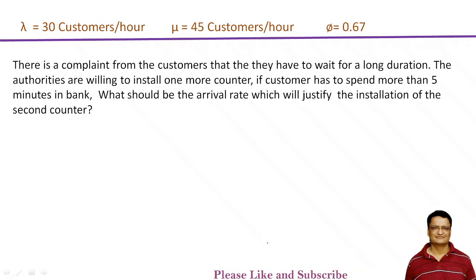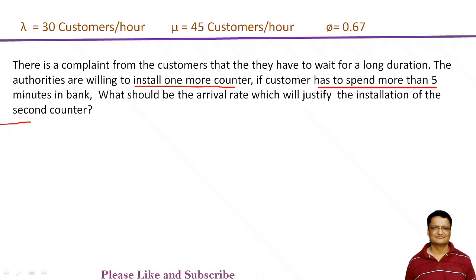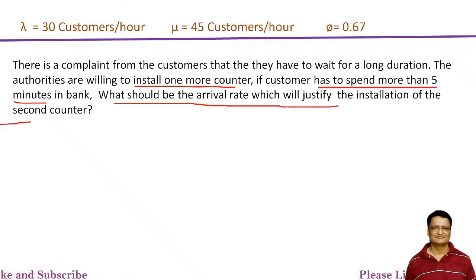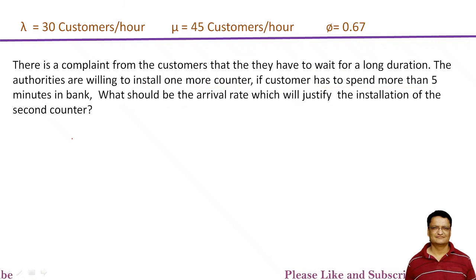Now there is a different type of question. There is a complaint from the customers that they have to wait for a long duration. The authorities are willing to install one more counter in that bank if a customer has to spend more than 5 minutes in the bank. What should be the arrival rate at which that will justify the installation of a second counter? Now this is the application of a queuing system. Why are we studying the queuing system? To take such decisions, whether to go for enhanced service or not.